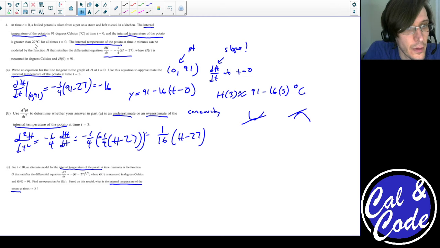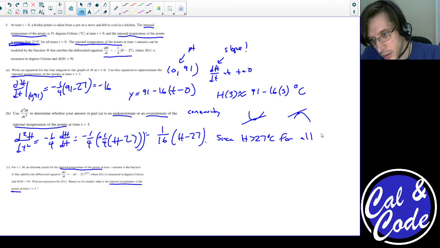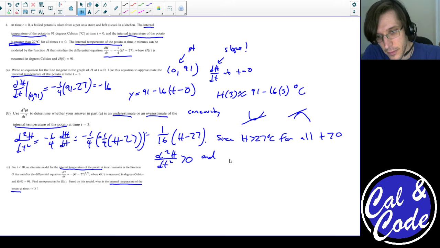But what do I know? I know that the temperature of the potato is greater than 27 degrees for all times t greater than 0. So what I'm going to say is, since h is greater than 27 degrees Celsius for all t greater than 0, d2h/dt² is greater than 0. And that means that I have a concave up function, which means the approximation is an underestimate.